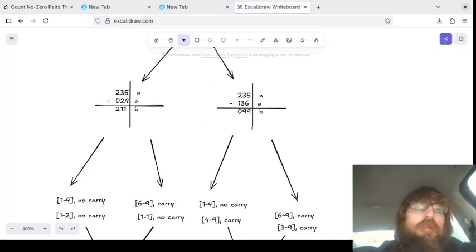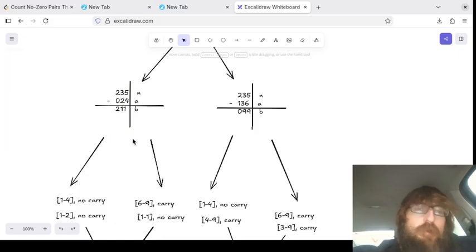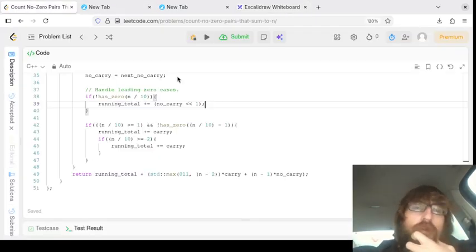And you can kind of see that here. I think I described that. You could put the 2 in front of the 24, or you could put it in front of the 11, and then put the 0 in the other spot. And that's what's going on there. That's why you add this twice. Add this no carry twice.